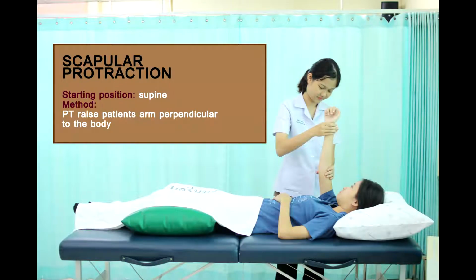Scapular protraction. Starting position is supine lying. Physical therapists have to raise the patient's arm perpendicular to the body. Ask the patient to hold their hand for a while and try to reach the hand to the ceiling.